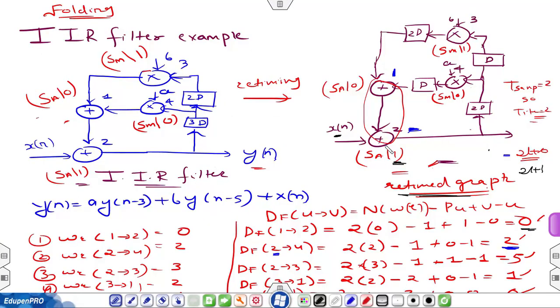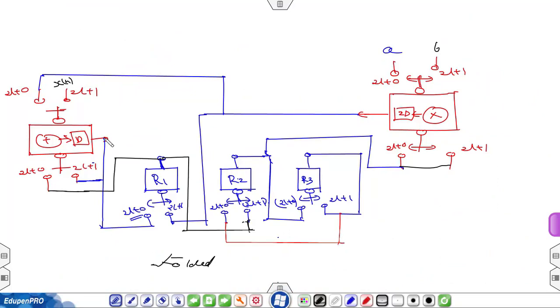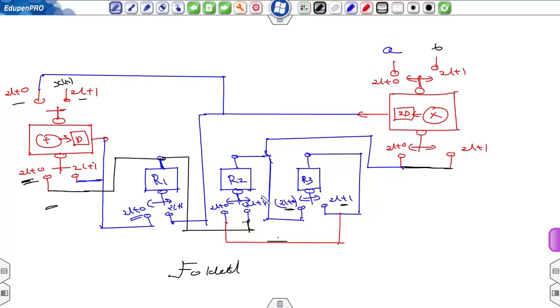So the output is taken from node number 2, and this is processing its input at cycle 1. So the output will be available in the next cycle, that is at 12 plus 0. So the output will be taken from the output of adder, and the switch will close at 12 plus 0. Okay, so this is the final folded architecture with 3 registers.